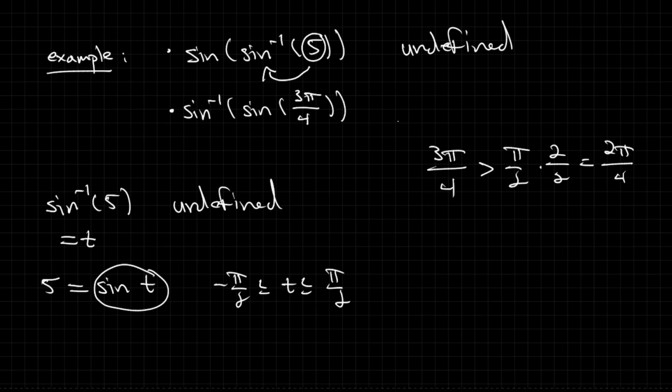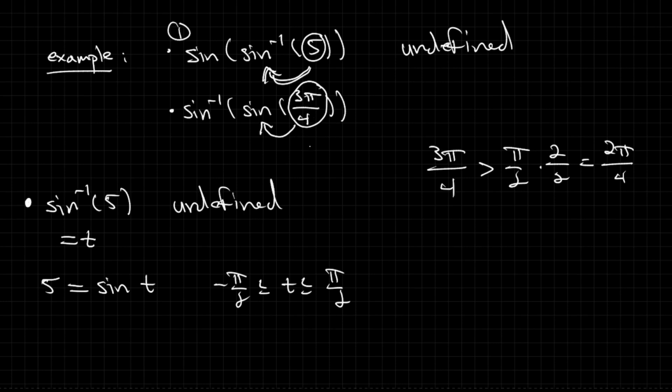So you might be tempted to say that this quantity, sine inverse of sine of 3 pi over 4, is undefined. However, the situation is a little bit different here. In this first example, sine of sine inverse of 5 was undefined because 5 was not in the domain of sine inverse of x. So it's impossible to evaluate sine inverse of 5, and I showed you why in this little example here. Sine inverse of 5 is undefined because if you set it equal to t, you get something that, well, simply cannot happen. However, while 3 pi over 4 is not in the restricted domain of sine, you can still put 3 pi over 4 into the sine function.